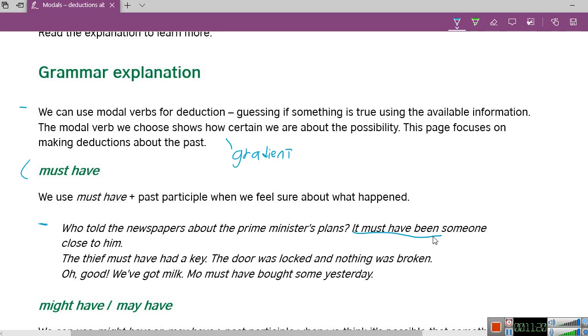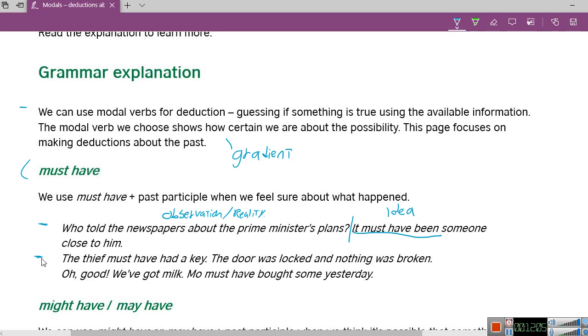Here we can divide this sentence into two phrases. This is the thing that I'm observing. Let's call this observation, or reality. I cannot change the reality. That's the thing I know. And this is the thing I can say. This is my idea. So it must have been someone close to him. In the case of this idea, I'm pretty sure that it must have been someone close to him. And that's it.